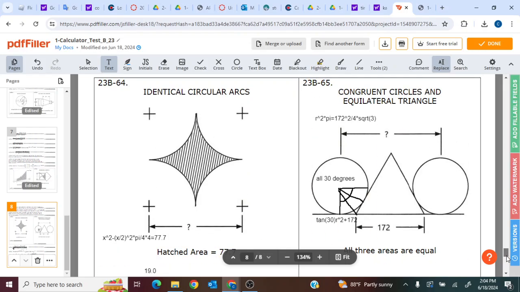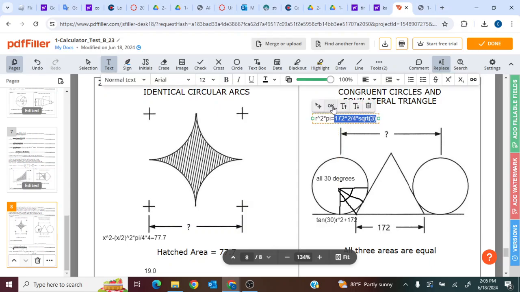Now, 65. In this case, first off, you've got to figure out the radius of these circles. You know that all three areas are equal. So the area of an equilateral triangle is side squared over 4 times square root of 3, as you can see here. It has to be equal to the area of the circle, r squared times pi. If you do that, you get a radius of, I believe, around 70, or maybe 69 or something. And then you have to realize that all of these angles are 30 degrees because this angle right here is 60 degrees, meaning that this entire thing is 120.